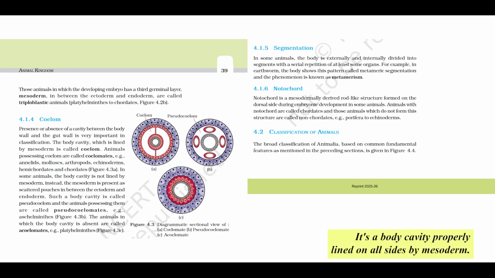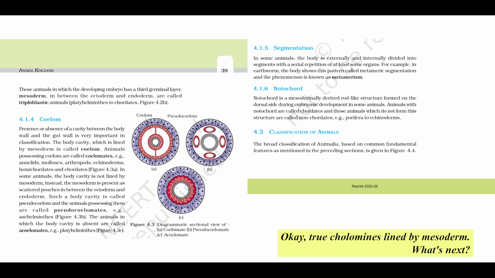What makes it true? It's a body cavity properly lined on all sides by mesoderm. This lining ensures the organs within the coelom are well supported and can even move independently. And which animals are coelomates? This includes annelids, mollusks, arthropods, echinoderms, hemichordates, and all chordates. A true coelom provides space for organ development, offers protection, and can act as a hydrostatic skeleton aiding movement.